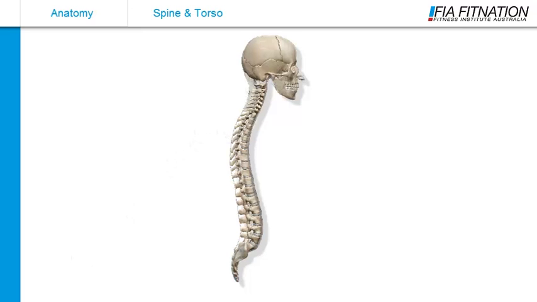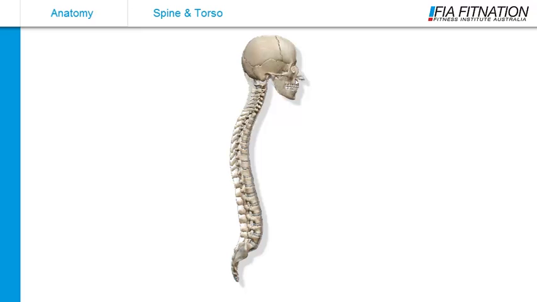Now looking at these curves, we notice there's some curves that go posteriorly to anteriorly. We call these curves lordotic curves, and there's two lordotic curves, one found in the cervical region and one found in the lumbar region. Then we have curves which go from anteriorly to posteriorly, and we find those on the thoracic region and the sacral region.